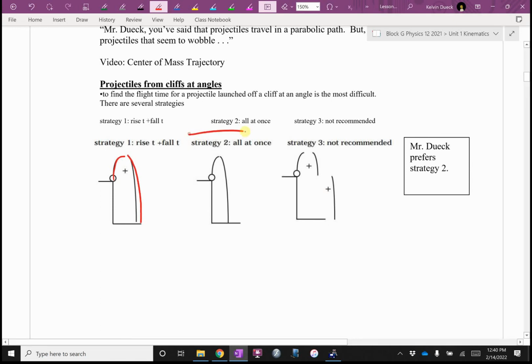Strategy 2, you can do it all at once in one step. Of course, you know I'm leaning towards that one. Strategy 3, find time to top, then you can double that. That'll get you the time back to the cliff again. Then let your Vy initial be negative what it was on the way up. Find how long it would take to fall the rest of the way, and then add all 3.